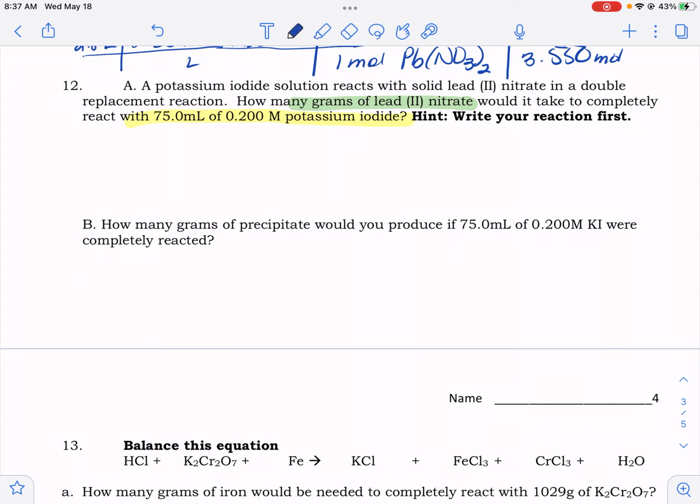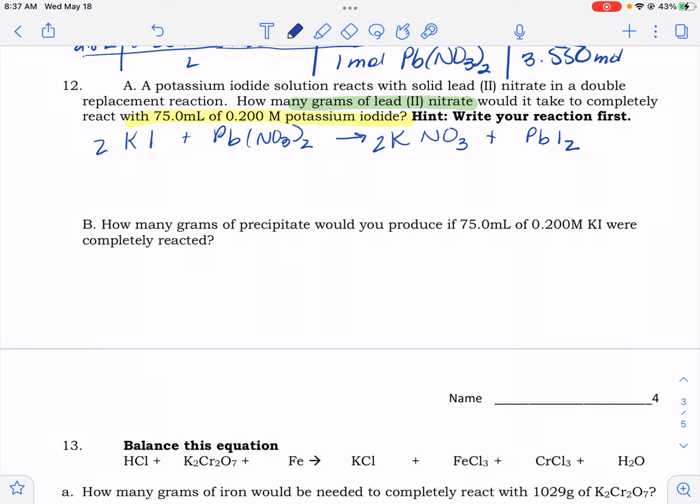So let's write our reaction. Potassium iodide reacts with lead nitrate to form potassium nitrate and lead iodide. So we'll need 2 of each of those.